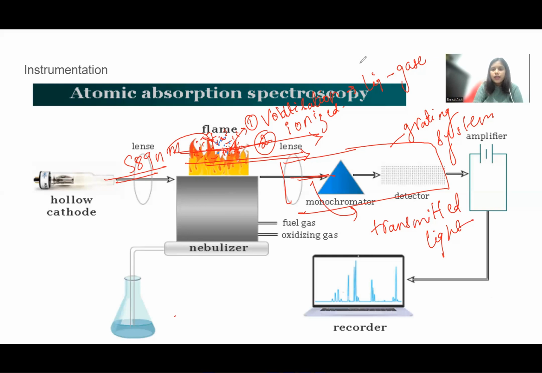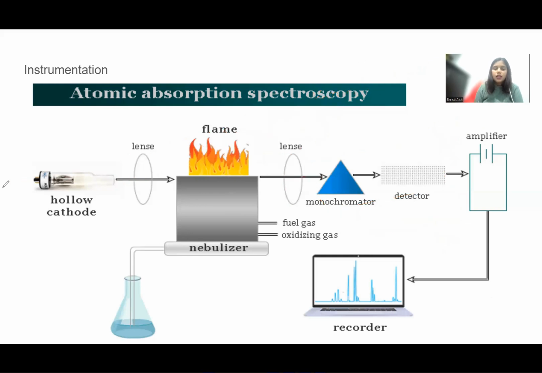So we'll just revise once. We're just looking at the overview. First one is your hollow cathode lamp or radiation source. Second one is your flame atomizer. Here we are using a flame atomizer. Then the rays which are transmitted are detected by the detector and we get the readings. We have to convert this into absorbance form, which is done automatically by the software. So this is your absorption spectroscopy.